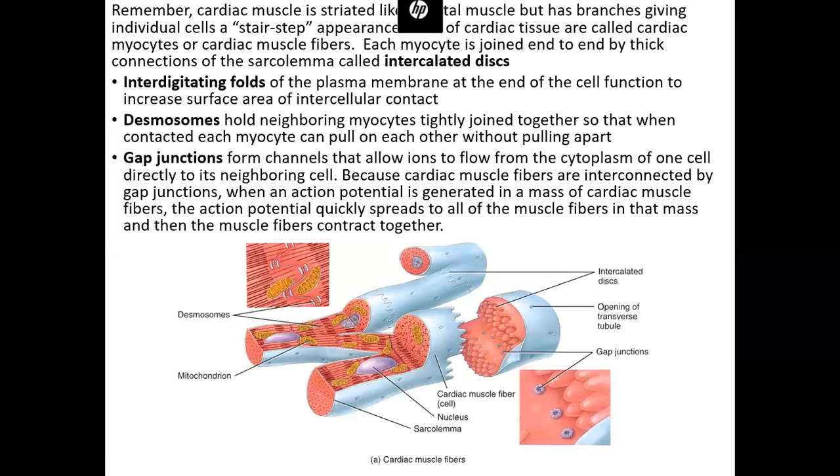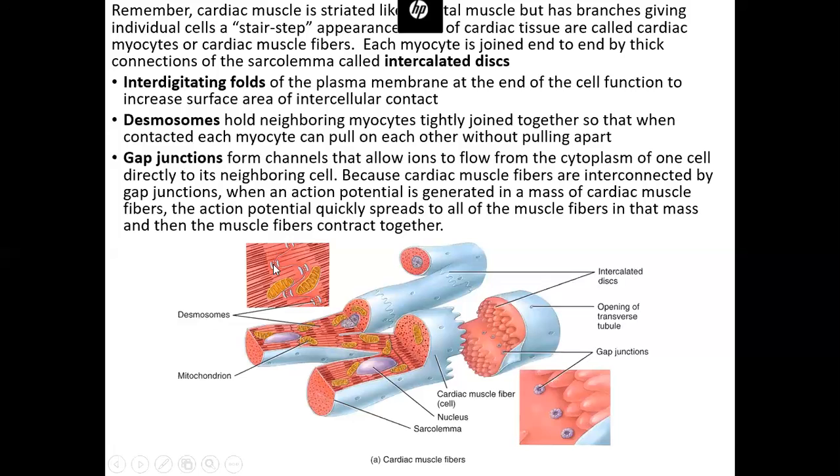And they're joined end to end by thickened connections of the sarcolemma, what we call intercalated discs, which was something that we saw in that picture of cardiac muscle under a microscope, and I mentioned at the time we would talk about it again, and here we are talking about it again. Now, 3 features I want to talk about with these intercalated discs: these little finger-like extensions that enable the cells to interlock one another. Those are called interdigitating folds. So it increases surface area and increases the amount of intercellular contact. It's like a jigsaw puzzle holding the cells together. So it's a really nice, strong connection.